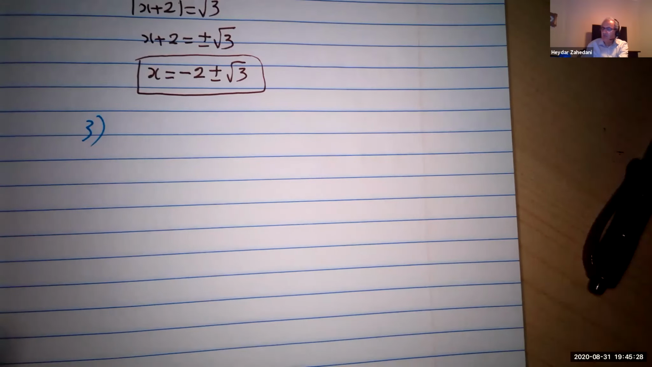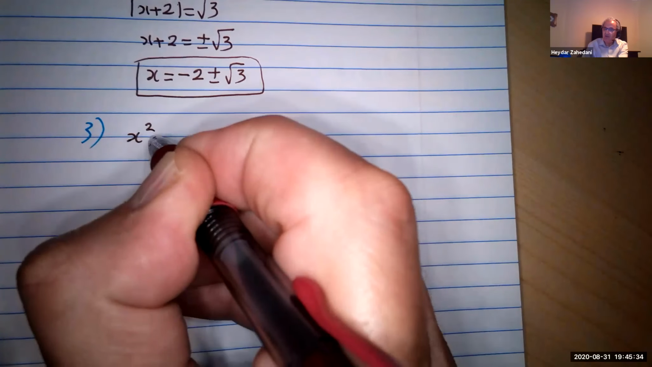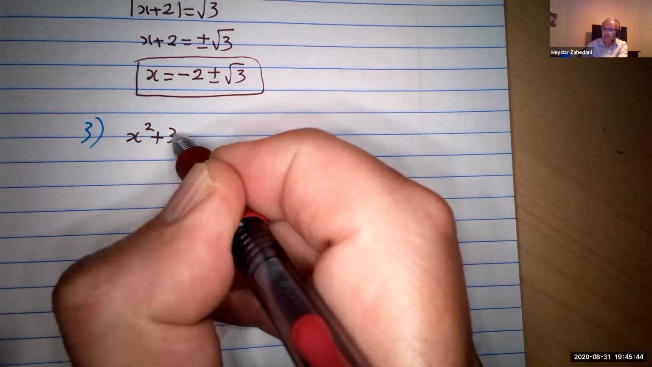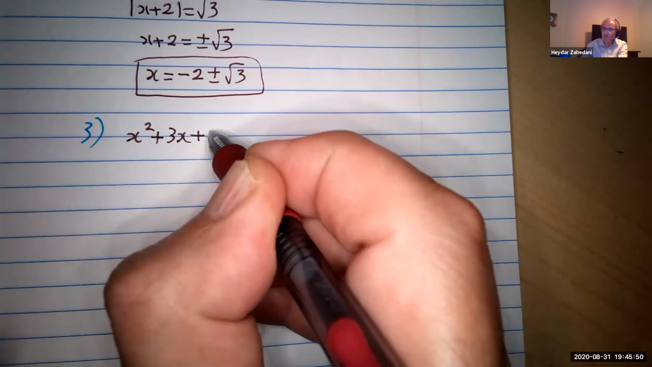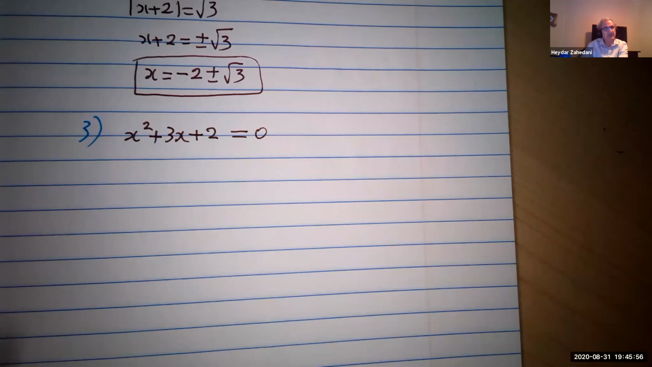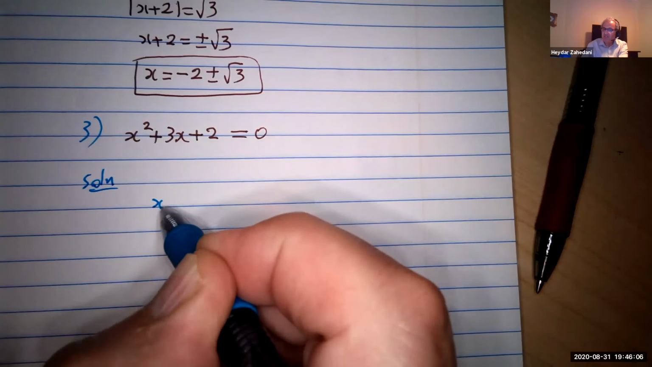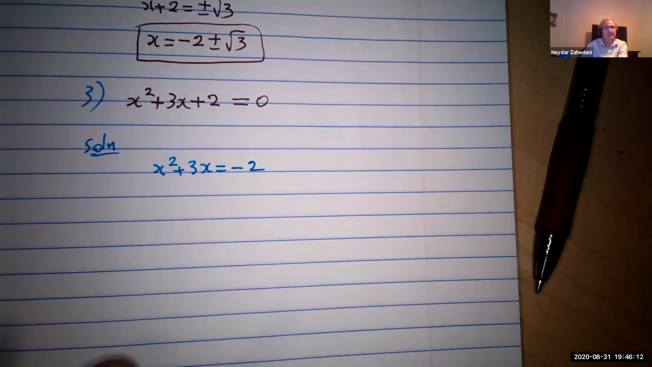Okay, let's have the one that you may feel a little bit uncomfortable for this method, but it's not bad. Okay, how about if you have an odd number because you want to divide? Okay, how about x squared plus 3x, let's say plus 2, equal to 0. You want to solve this one? Again, completing the square. Otherwise, we can do factoring right away. So, step 1, move the numbers out. It's going to be x squared plus 3x equal to negative 2. That's step 1.